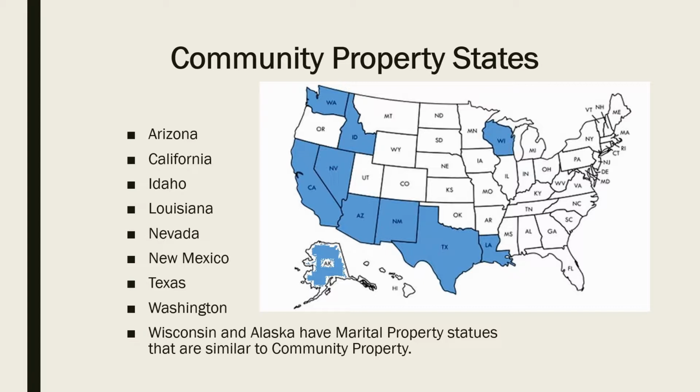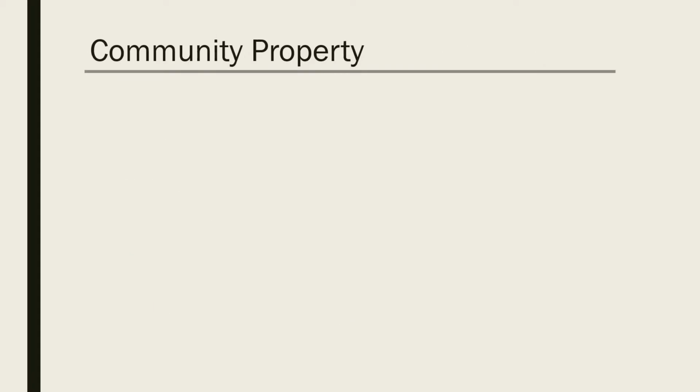Now, there are 2 additional states that are not technically community property states. They're Wisconsin and Alaska, and they have marital property statutes that produce results that are very similar to community property. Now, it's always a little risky to make general statements about community property because all of the states that recognize it are different and vary from one another. Nevertheless, there are some things we can say that apply to most or all of the states.